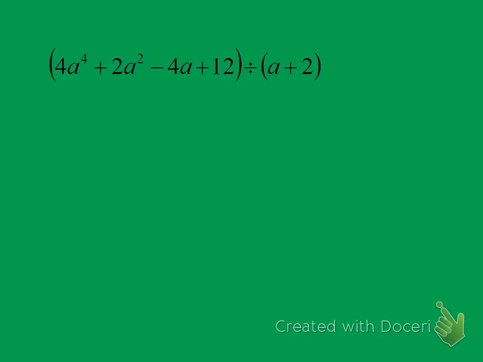Okay, we have 4a to the 4th plus 2a squared minus 4a plus 12. You can write it down, but don't set it up yet. What's different? It's the 4th. Okay, we did a 4th one earlier, didn't we? Okay, honestly irrelevant.